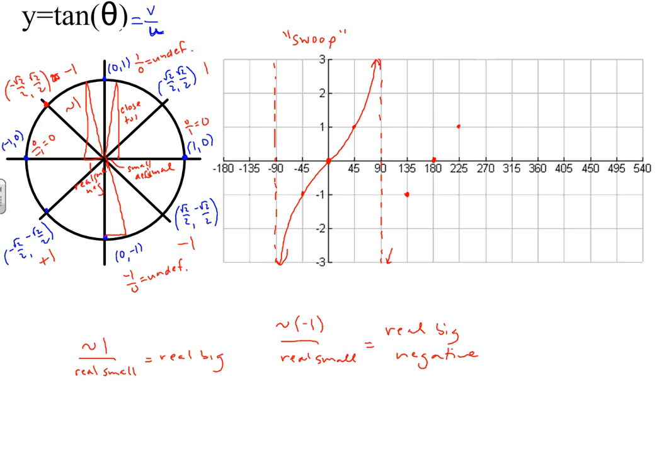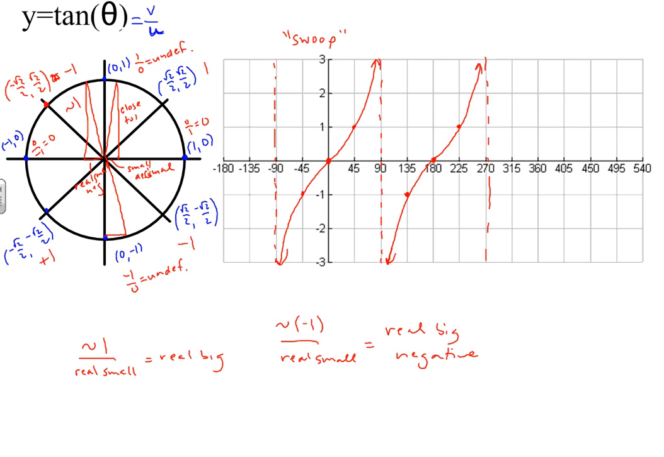And then at 270, it's undefined again. So I get this swoop pattern repeated again. I find this not so easy to draw, so I like to start at the point at y equals 0 and go to either side, as opposed to trying to draw it as one big line. So I see this pattern, it's repeated twice. That's what's going to keep happening.